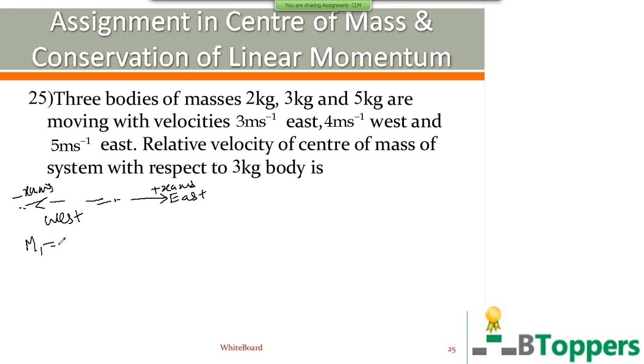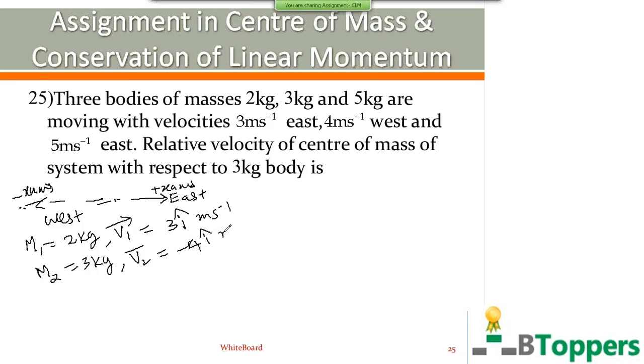The mass of the first body is denoted by m1, which is equal to 2 kg. The velocity of the first body is 3 meter per second towards east. So in vector form, we can write the velocity of the first body as 3 i cap meter per second. The mass of the second body is denoted by m2, which is 3 kg. Its velocity v2 bar is 4 meter per second towards west, that means the negative direction of the x-axis. So in vector form, v2 bar is minus 4 i cap meter per second.